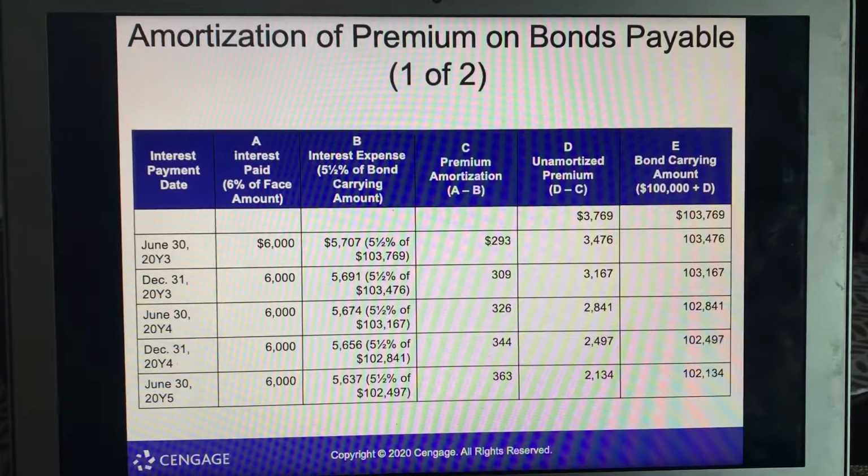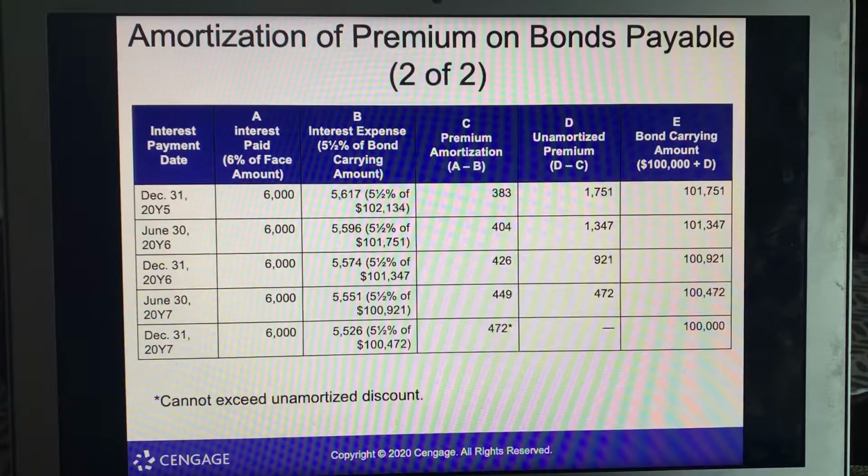Okay, so here are the tables, the amortization of the premium on the bond, and don't forget this should be going down from 103 down to basically 100,000 at the end. Okay, so this is what it would look like going down all the way to 100,000.